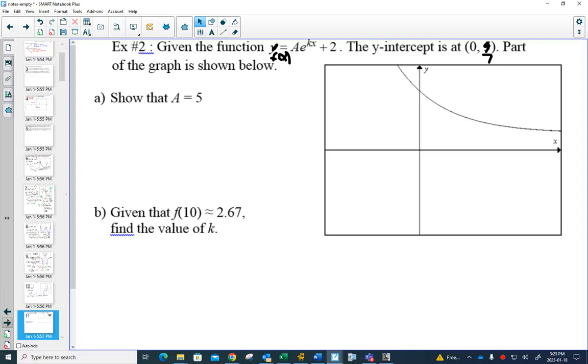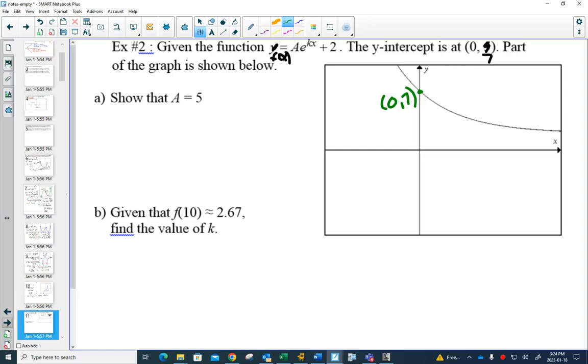So our last example, given the function, let's just up the level a little bit: f(x) = ae^(kx) + 2. The y-intercept is at (0, 7). Does that match with your notes? Yes. Part of the graph is shown. We know that this point is (0, 7). Show that a has to be 5.